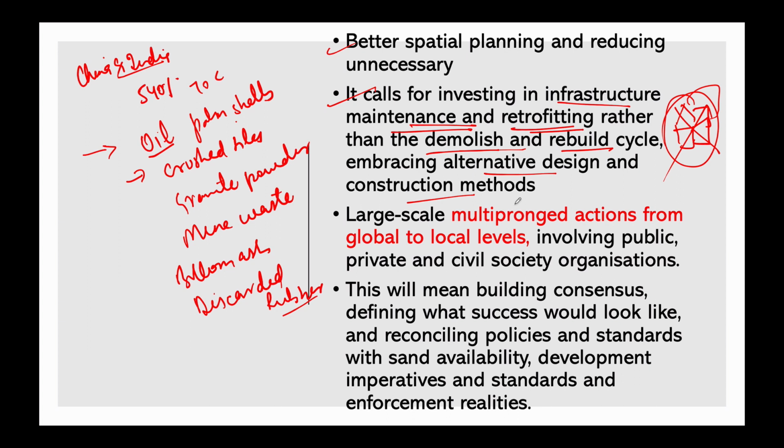Then we can conclude with a call for large scale multi-pronged actions from global to local levels, because it does not just depend upon the government or some particular organization. So it is multi-pronged action. We need multi-stakeholders from the global to local levels, which can include public, private and civil society organizations. And in the end, this will mean building consensus, defining what success actually looks like, and here we can reconcile the policies and standards with the sand availability, development imperatives and enforcement reality.